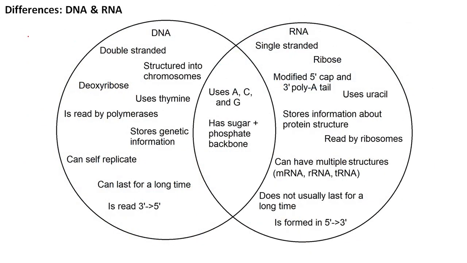So here are the differences between the RNA and the DNA. DNA is double-stranded, RNA is single-stranded. DNA has deoxyribose, RNA has ribose. DNA uses thymine, RNA uses uracil. RNA is modified with a 5' cap and 3' polyA tail. Both use A, C, and G, and have a sugar plus phosphate backbone in common. DNA stores genetic information read by ribosomes to form the proteins, and can self-replicate, can have multiple structures, and can last for a long time.